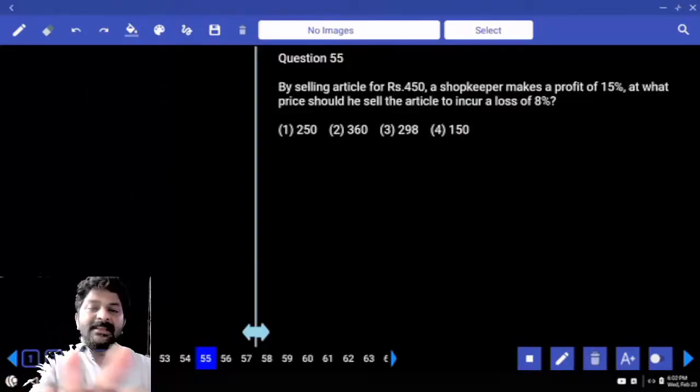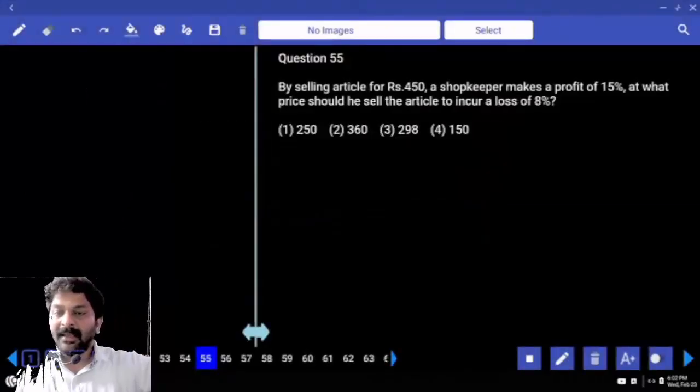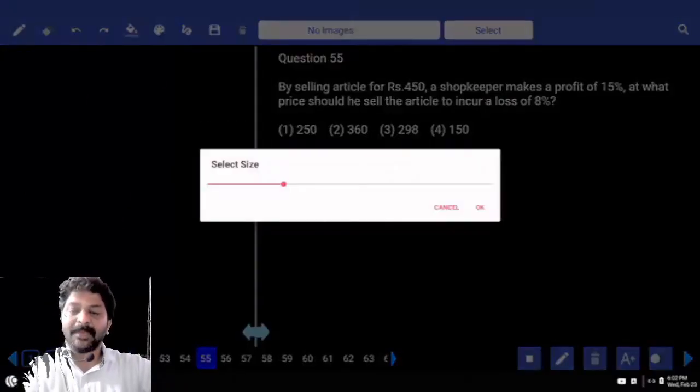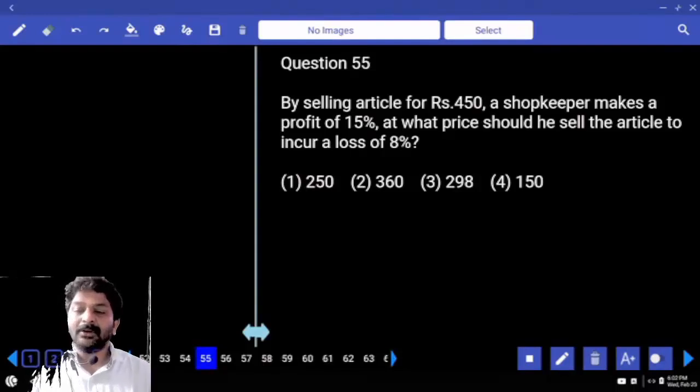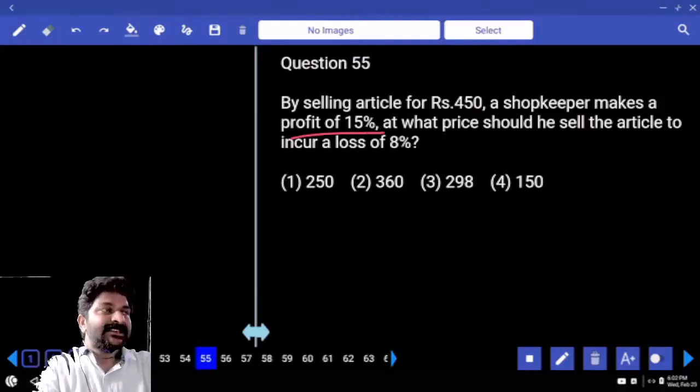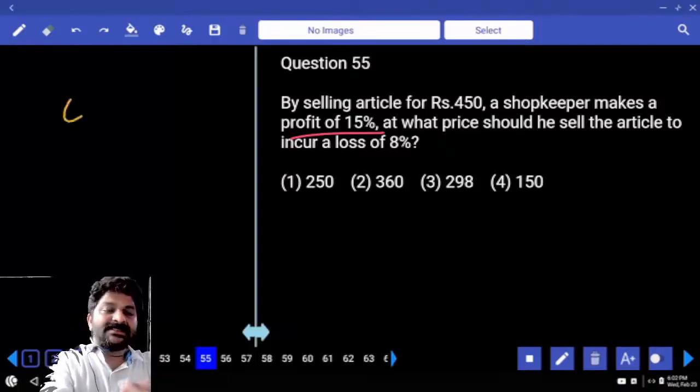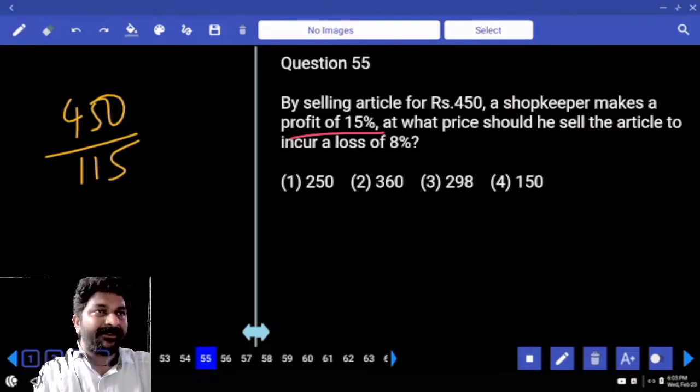By selling an article for 450, a shopkeeper makes a profit of 15%. At what price should he sell the article to incur a loss of 8%? When there is a profit of 15%, selling price in terms of percentage is 115%, which is equal to 450. Then 1% is divided by 115.